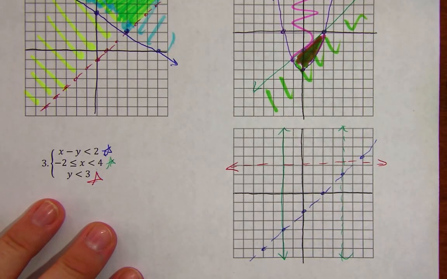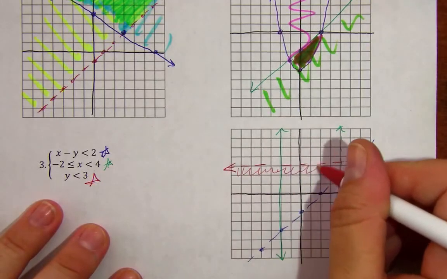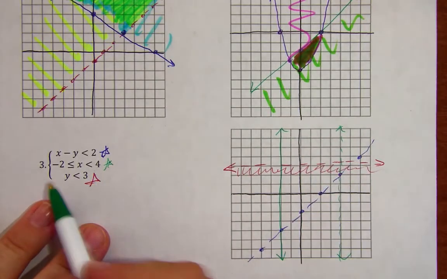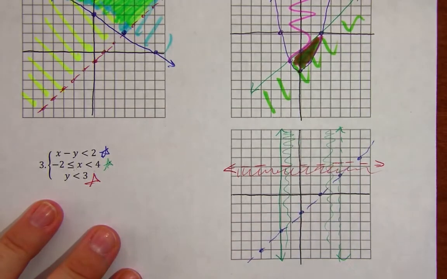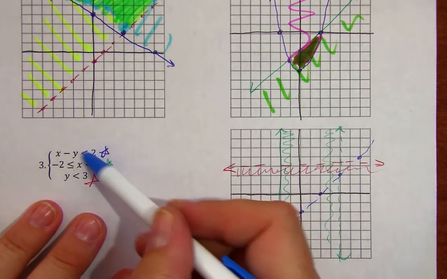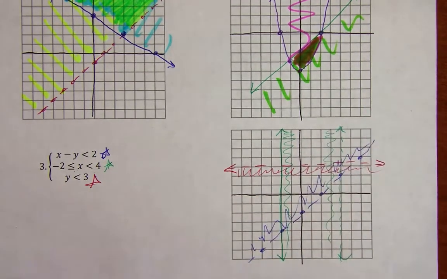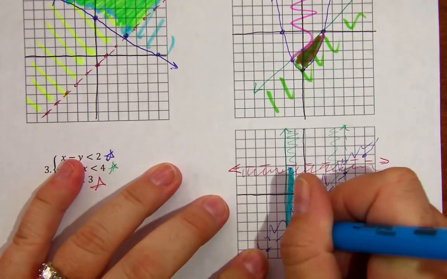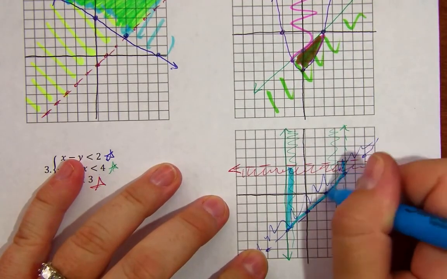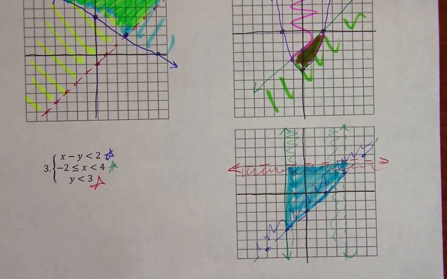Now, we haven't done any of our shading, so let's just go ahead and do that real quick. We have y is less than 3, so I'm just going to lightly shade on this side of that line. And x is between these two values, so it would be in between here. And then for this one, it says y is less than, but because it's negative, it's actually greater than. And so our overlapping area would be this trapezoid shape here. And that's our shaded region. And that is actually the end of 7-5.